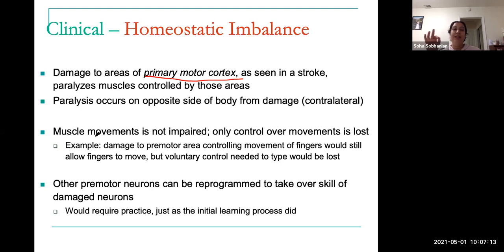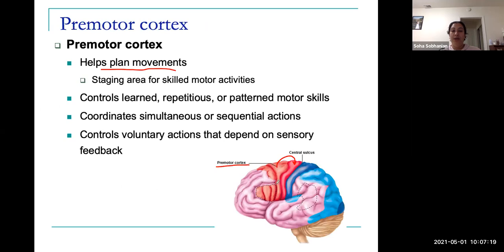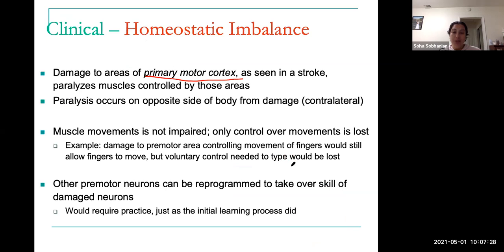Now, if the damage is to the premotor neurons, the neurons in the area that I'm showing you right here in the premotor cortex, which usually affects both of these areas, so if a person has a stroke, both of these areas are affected. These individuals forget what their brain has already programmed and learned really well. They may forget how to brush their teeth. They may forget how to type, how to drive. And for that, can I retrain my brain to gain that information back? And the answer is what? Can I retrain my brain? Yes, you can retrain your brain to do that.